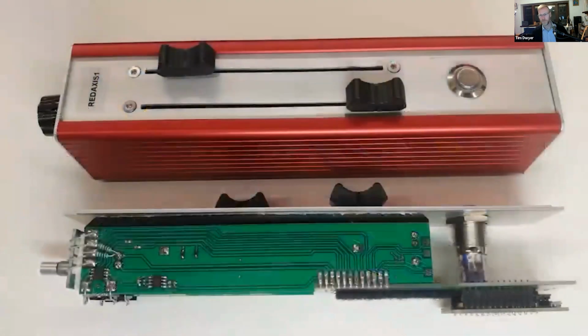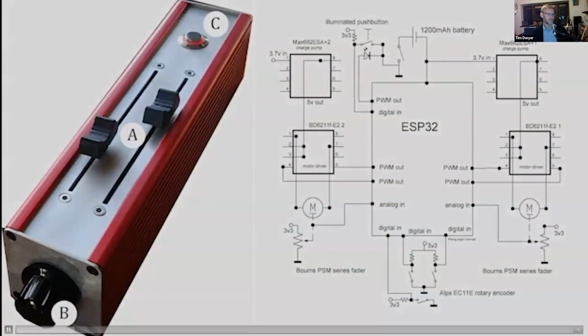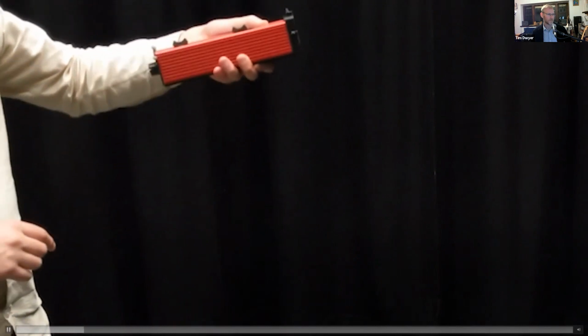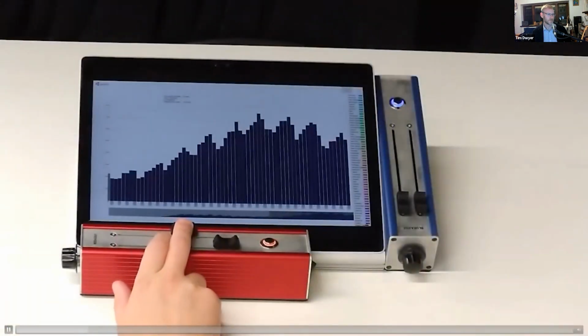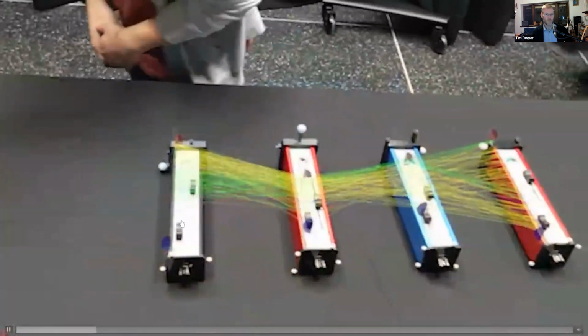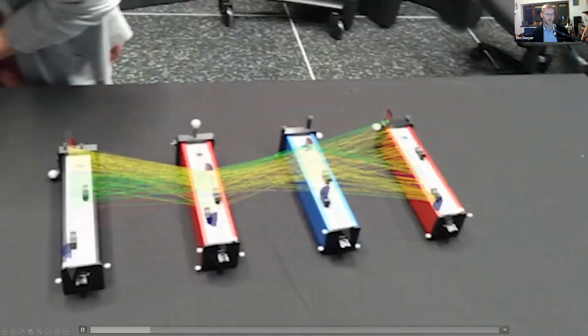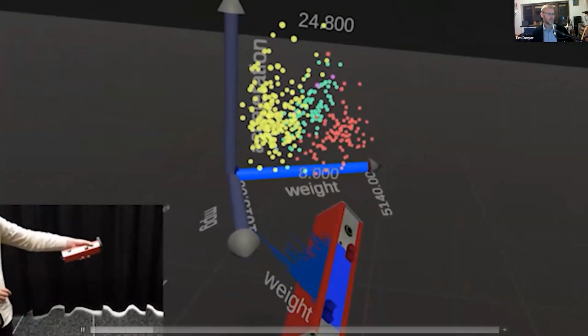Our wireless handheld controller consists of 2 actuated sliders, a rotary encoder with switch, and an illuminated push button, allowing tangible, modular, and intuitive embodiment of an axis in traditional 2D desktop visualizations, as well as immersive visualizations in AR and VR.